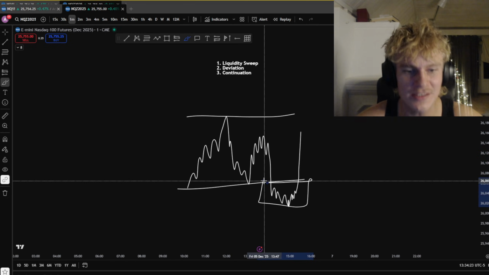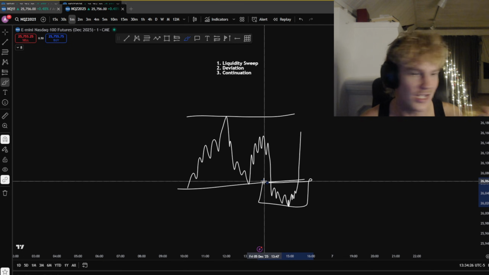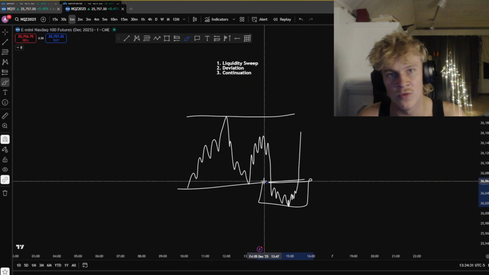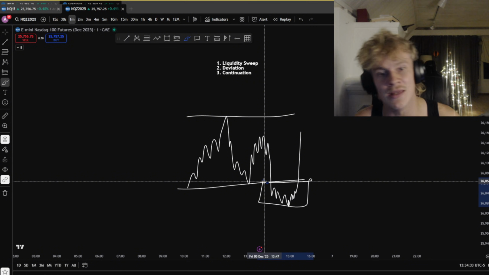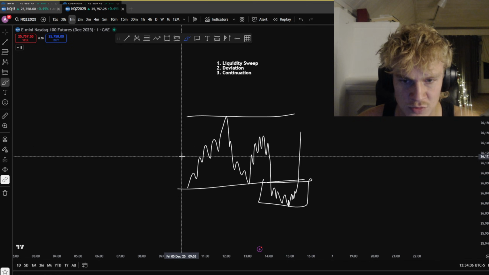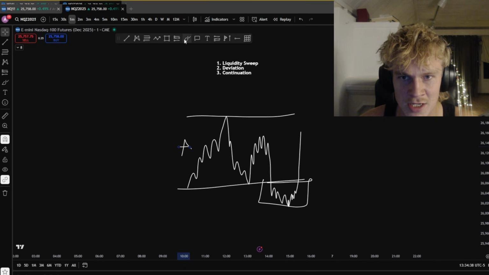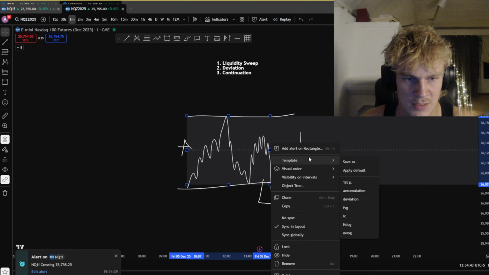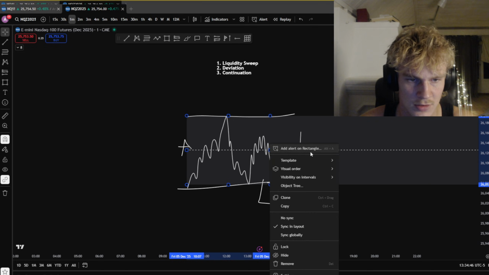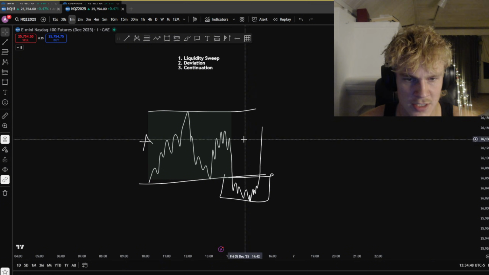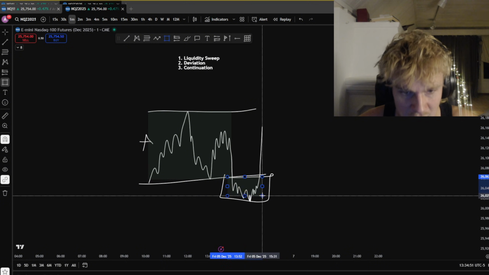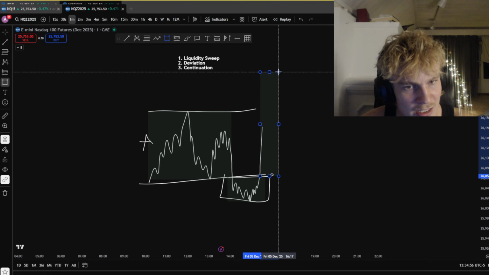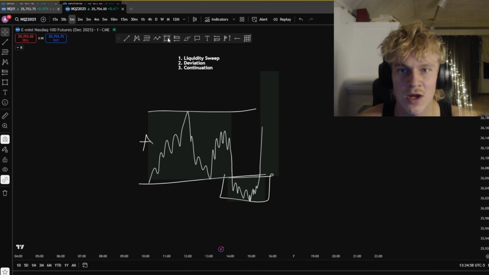This box. If you're familiar with ICT, or just trading terms in general, you will know what AMD means. It means accumulation, which would be this part, because we're going sideways, right? This would be accumulation. This would be manipulation, okay? And this would be distribution. That's essentially what AMD means.